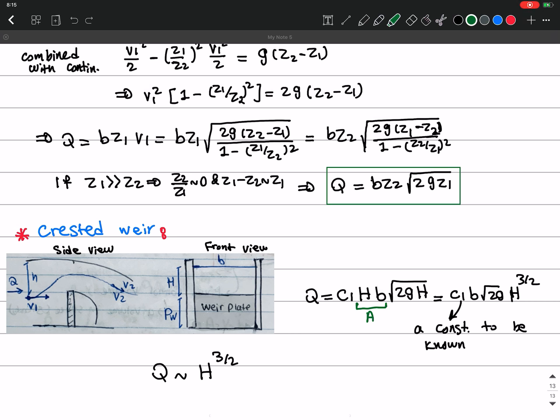So this is the end of this chapter on the Bernoulli equation. In the next lecture I'm going to introduce the Reynolds transport theorem, and after that we are going to go through the momentum equation in fluids to find the force in different hydraulic structures.